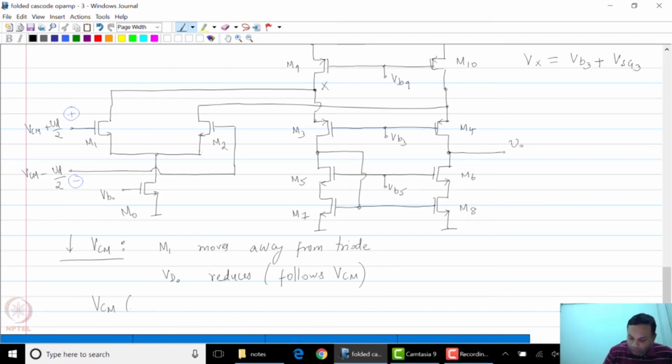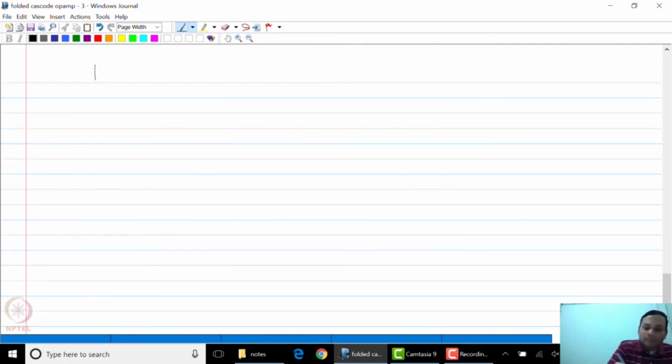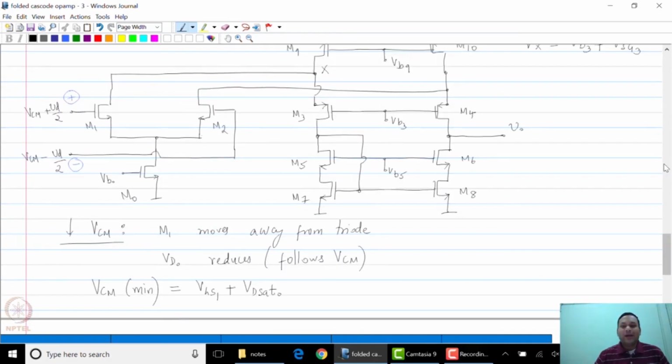So the minimum value of VCM is equal to VGS1 plus VDsat0. So this is the minimum value. Beyond this, M0 goes into triode region. Now what happens if you start increasing VCM? This will give you the maximum limit. Clearly that will happen when M1 goes into triode, M1 or M2.